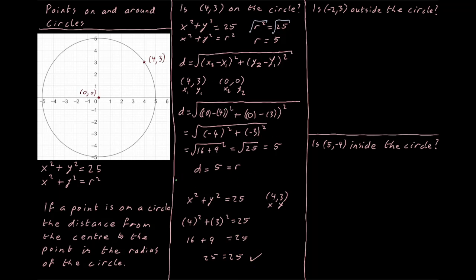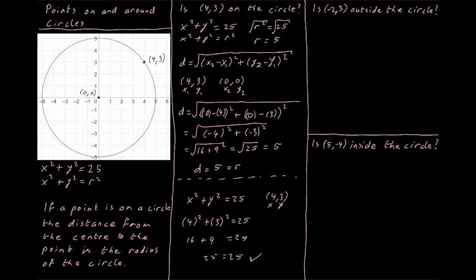But the more general method that tells us where a point is, whether it's on the circle or inside or outside the circle, is going to be to use our distance formula. But it's important that we think about the fact that if a point was on a curve, it should solve the equation of that curve, or the equation of that line.